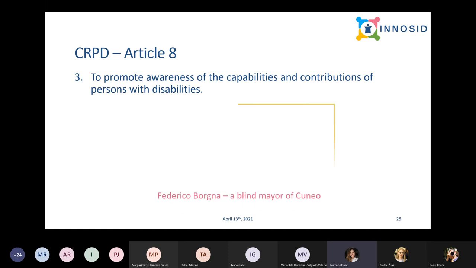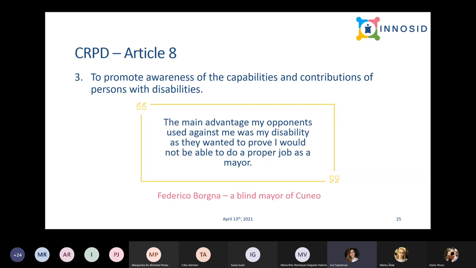I have found an example, while I was searching for something else, of the mayor of Cuneo. Cuneo is, I don't know if I'm pronouncing it right, a city in Italy. The mayor is blind, but he wasn't born blind. He lost his sight due to some sort of a condition.